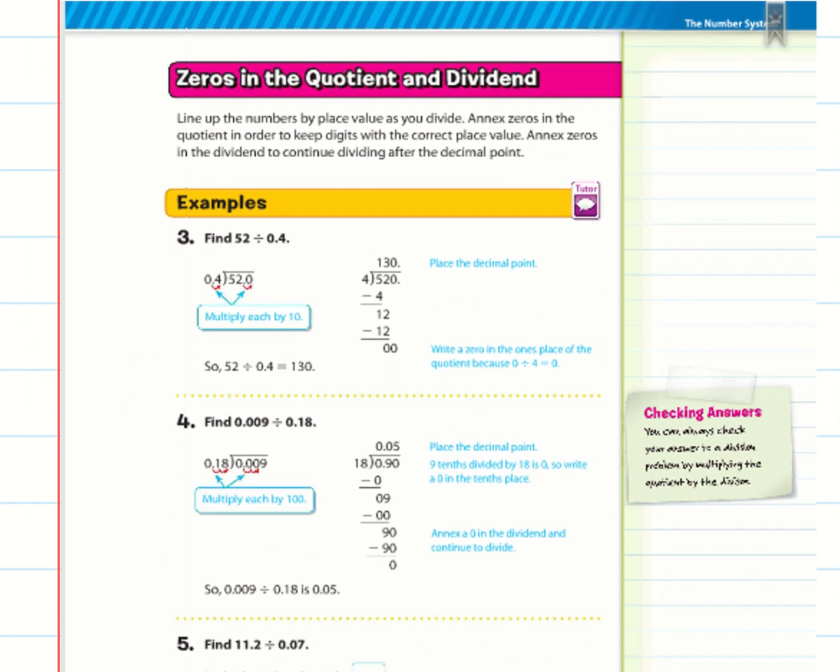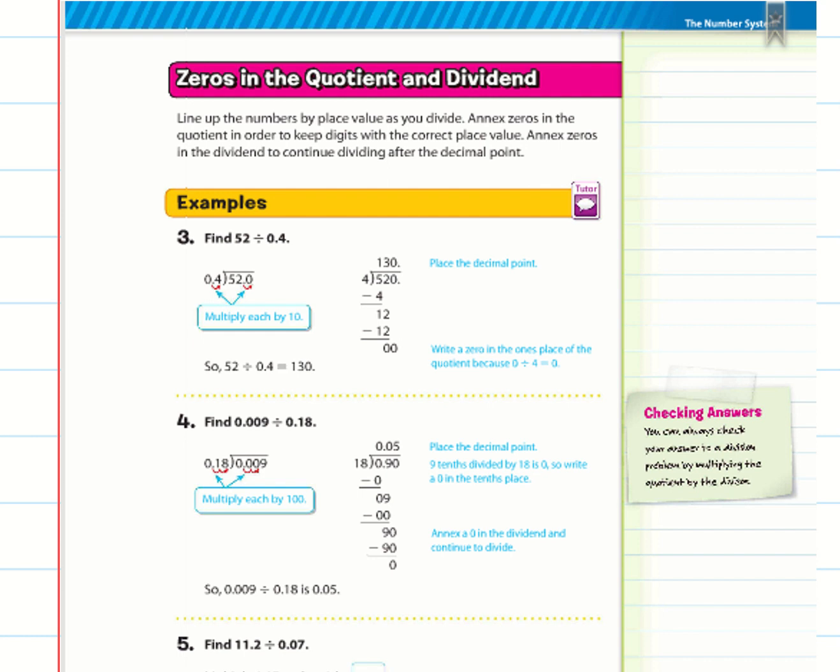All right, so we're going to move on to example 3. It says, line up the numbers by place values as you divide. Annex zeros in the quotient in order to keep digits with the correct place value. Annex zeros in the dividend to continue dividing after the decimal point.